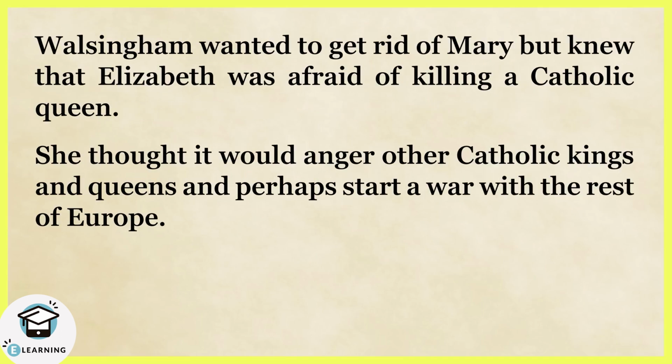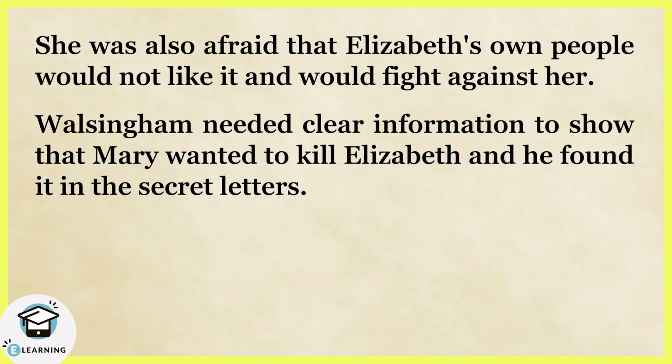Walsingham wanted to get rid of Mary, but knew that Elizabeth was afraid of killing a Catholic queen. She thought it would anger other Catholic kings and queens, and perhaps start a war with the rest of Europe. She was also afraid that Elizabeth's own people would not like it and would fight against her. Walsingham needed clear information to show that Mary wanted to kill Elizabeth, and he found it in the secret letters.